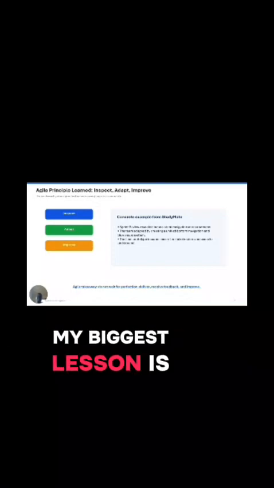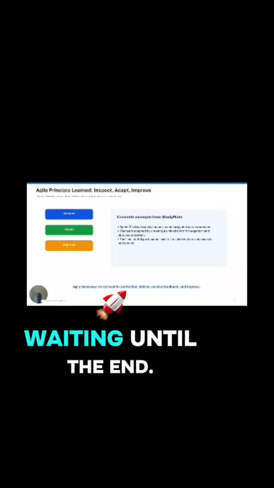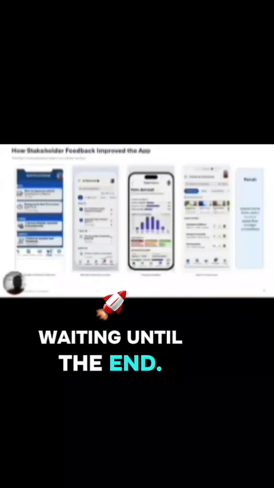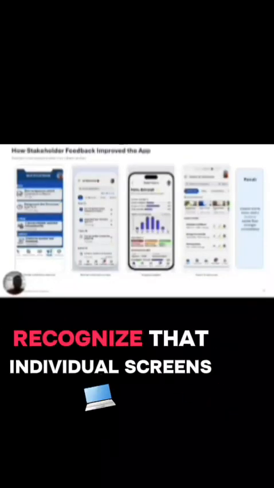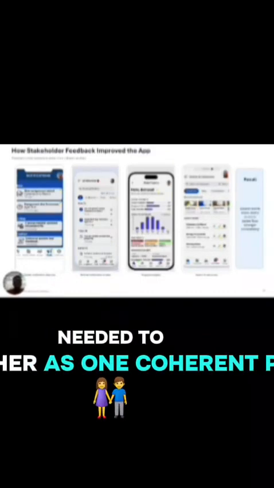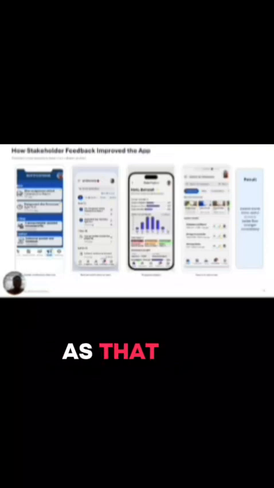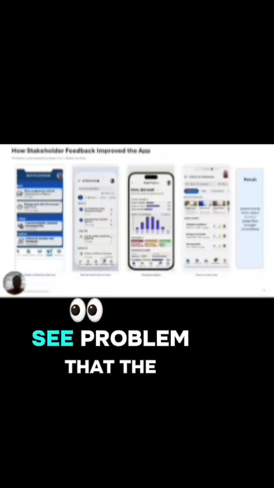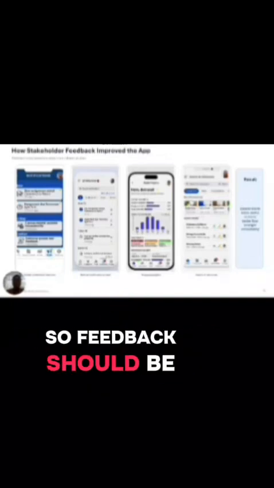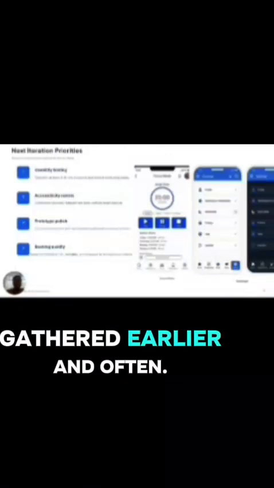My biggest lesson is that feedback is valuable information. Agile allows us to use that information to improve the product throughout development instead of waiting until the end. Stakeholders' feedback helped us recognize that individual screens needed to work together as one coherent product. This taught us that stakeholders and users may see problems that the development team does not see. So feedback should be gathered earlier and often.